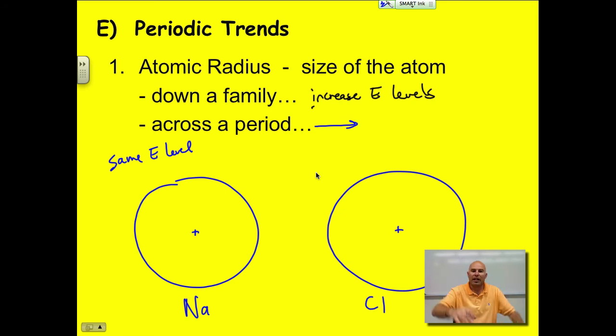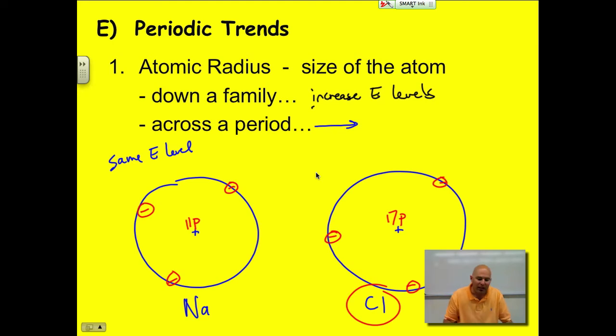Now, the energy level doesn't change. Where you have 1, 2, 3, the energy level doesn't change. But because we have 11 protons in the sodium and 17 protons in the chlorine atom, there's more sucking in in the chlorine. Think about it. Electrons are negatively charged, and so in sodium we would also have 11 electrons. In chlorine we would have 17 electrons.